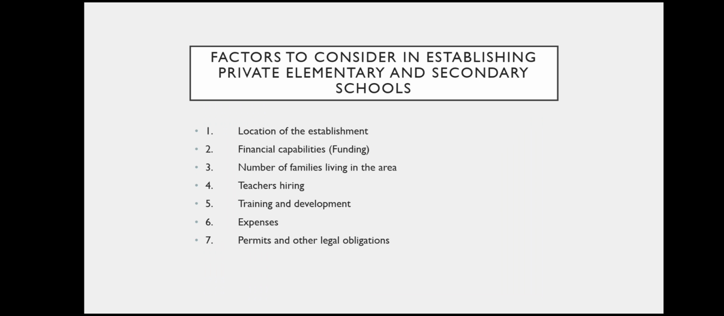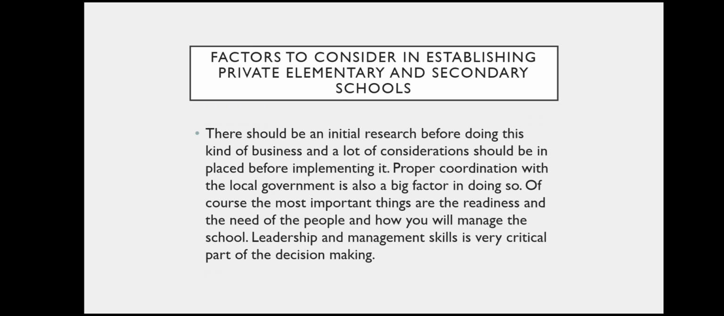And also, in terms of establishing private elementary and secondary schools, these are the considerations or factors: the location of the establishment, financial capabilities, the funding ability, number of families living in the area, teachers hiring, training and development, the educational expenses, permits, and other legal obligations. So we should see all those things as part of establishing a private elementary or secondary school. Those are the things that we should consider.